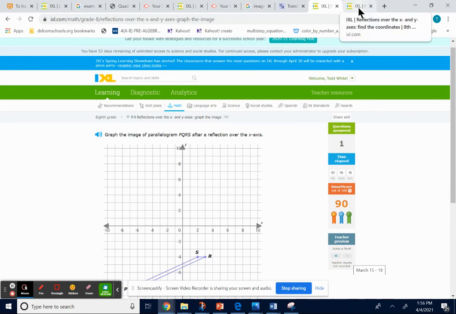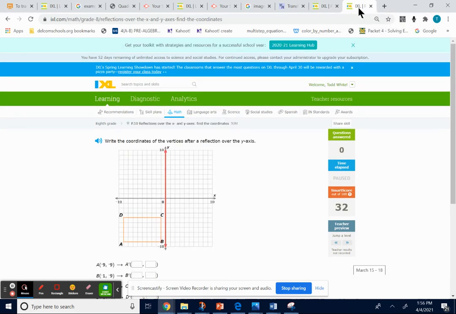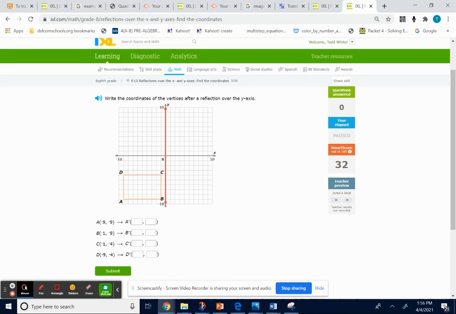If you want to reflect over the X and Y axis just by looking at the coordinates, this is that lesson. Okay, they're wanting you to reflect this over the Y axis. The rule for a Y axis reflection is that the X coordinates change sign, but the Y coordinates stay the same. So if I wanted to come up with the new points of the reflection over the y-axis, I'm going to take all of these x coordinates and change their sign.